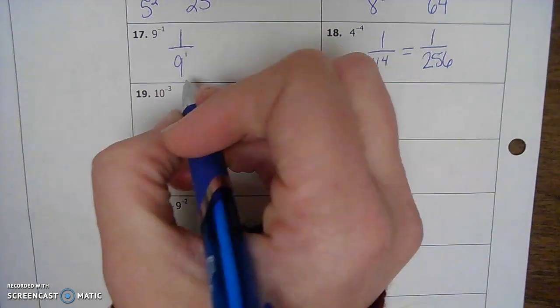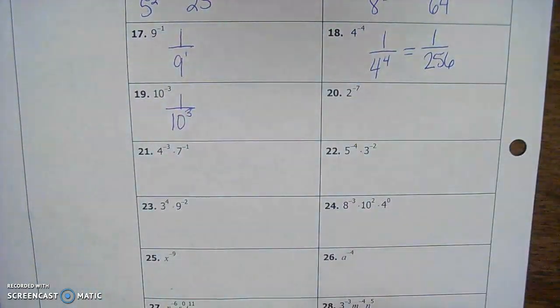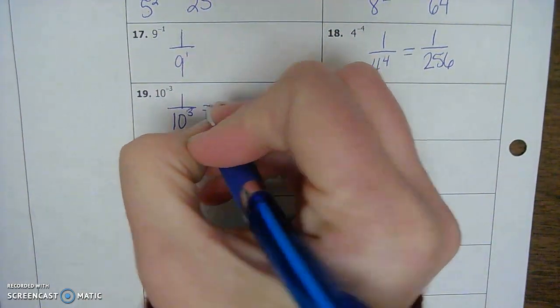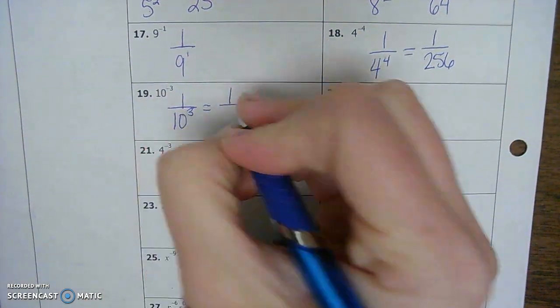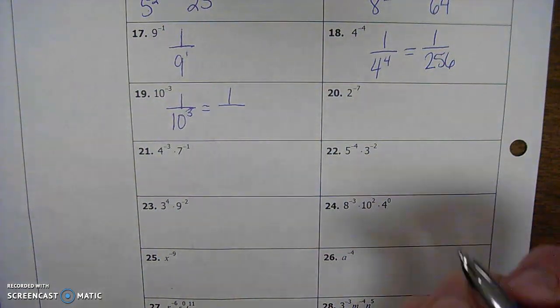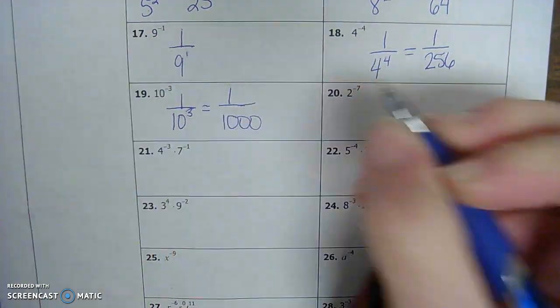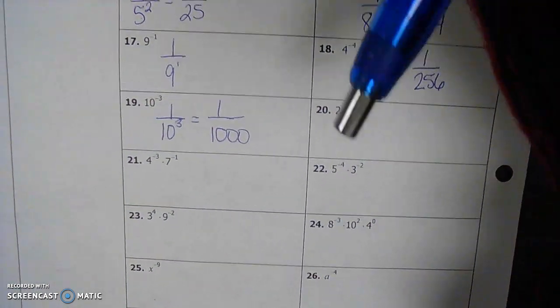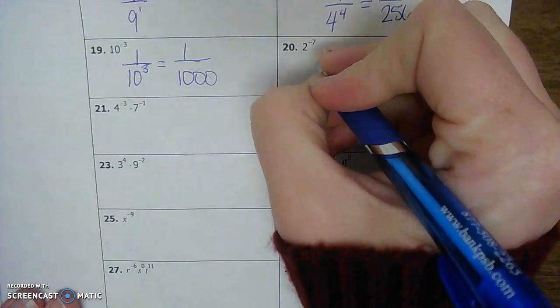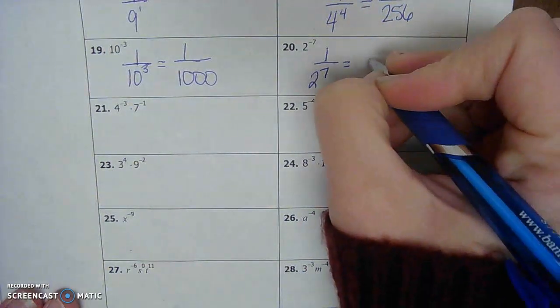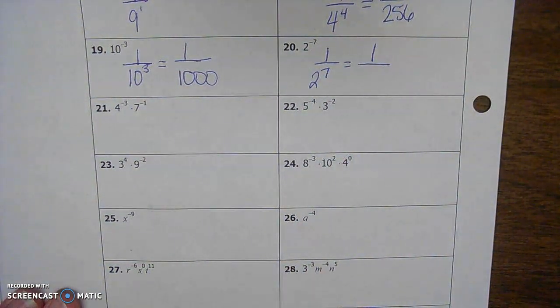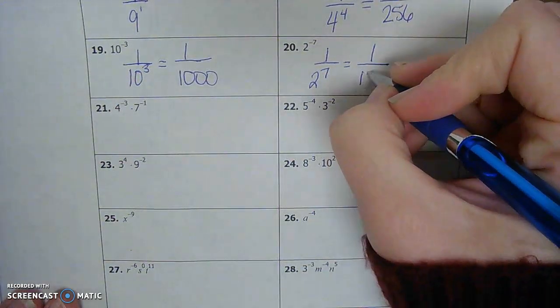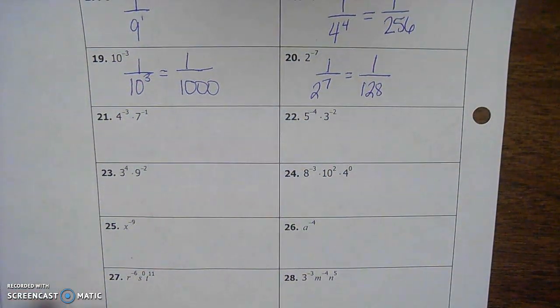Number 19, 1 over 10 to the 3rd. And then again, your numerator is going to stay 1. 10 to the 3rd is 1,000, so 1 over 1,000. Number 20 is 2 to the negative 7th. So 1 over 2 to the 7th, 1 over, and then do 2 to the 7th in your calculator, and it becomes 128. 1 over 128. Again, I am not checking my answers, but you definitely can.